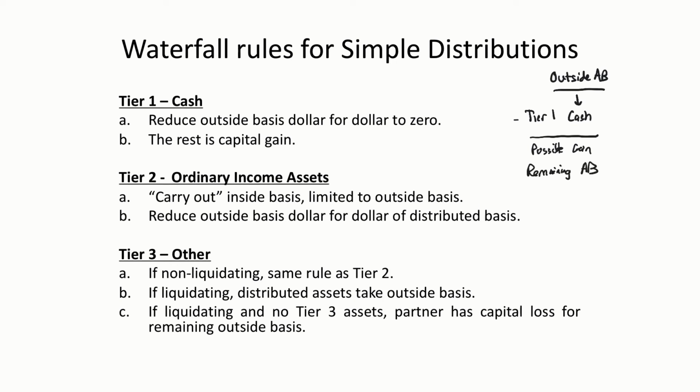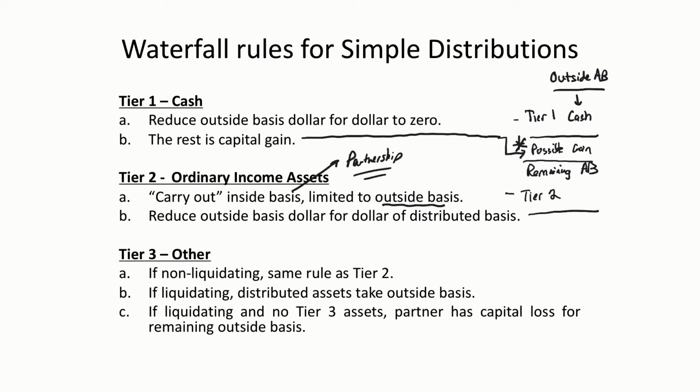And then also you have to figure the remaining adjusted basis. Then we go to Tier 2. So the rule is you carry out the inside basis, but it's limited to outside basis. So the inside basis, remember, that's what the partnership has. You're limited to taking a basis in that asset of that amount. That's what you're going to put here. So it's the lesser of inside basis or the remaining outside basis, whichever is lesser. And Tier 2 are ordinary income assets.